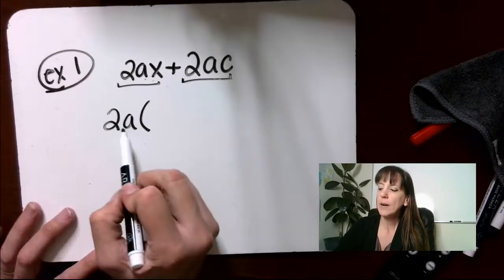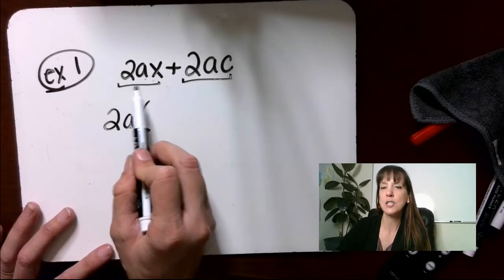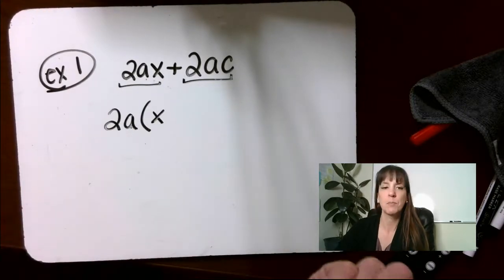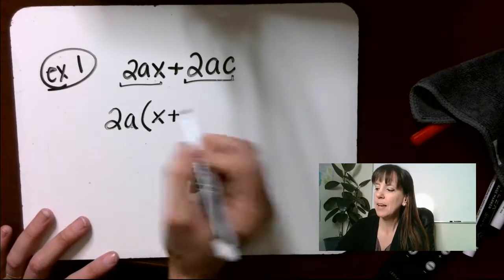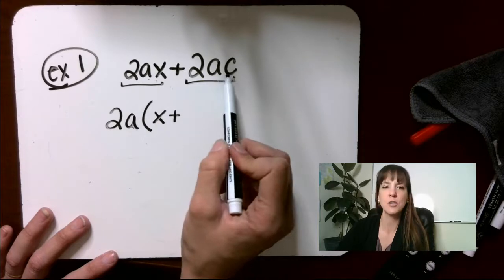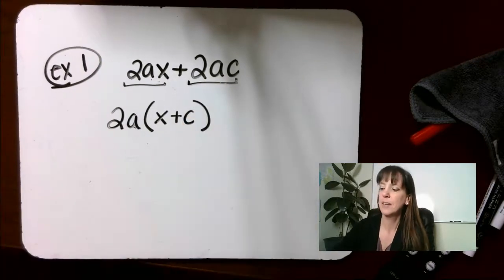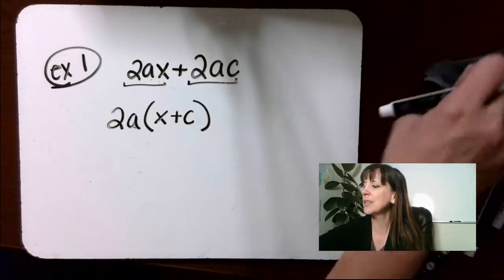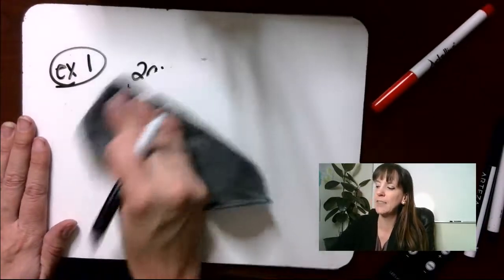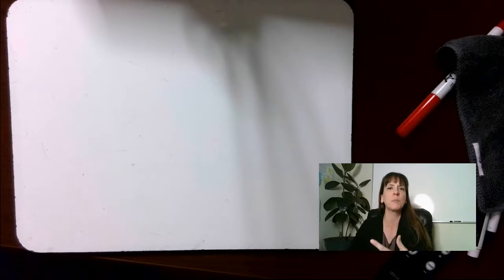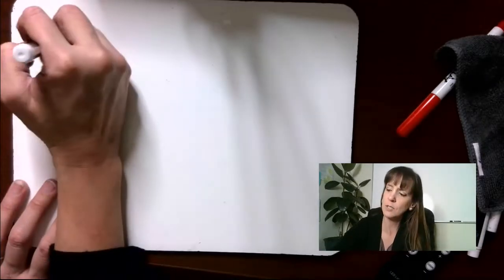So what do I need to multiply 2a by to get 2ax? Got to throw an x in there. Plus, what do I need to multiply 2a by to get 2ac? C. So that's all there is to this: you find that greatest common factor and then you figure out what you need to multiply it by. So it's like that reverse distribution, if you will. Let's look at example number 2.